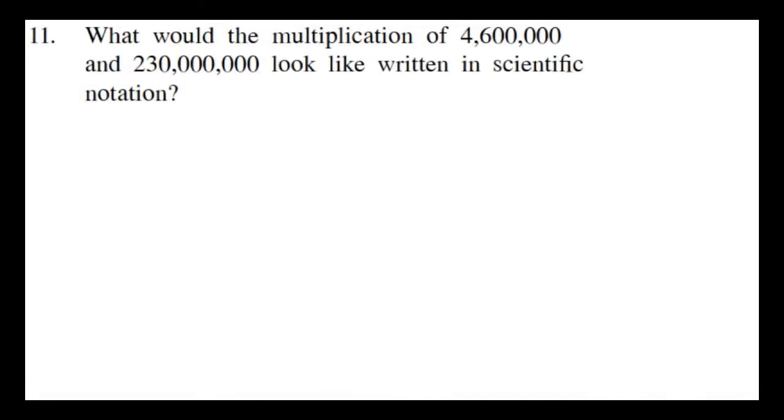What would the multiplication of 4,600,000 and 230,000 look like written in scientific notation? Again, I just multiply the numbers together and add the zeros. So I have the 46 and the 23. So I'm going to multiply those. And I'm going to get, you see that's an 18.